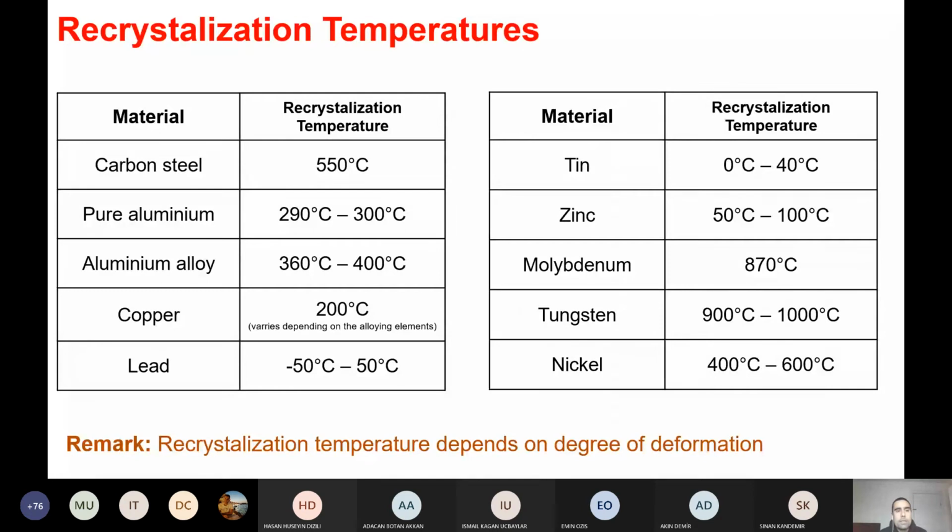And when we talk about the recrystallization temperature, it varies from material to material. If it's a carbon steel, it is 550 degrees on average. If it is copper, it is 200. For lead, it can even go sub-zero. So it is a material dependent temperature. When we hot forge a carbon steel, we go up to 1200 degrees. But for aluminium, 650 degrees means hot forging.